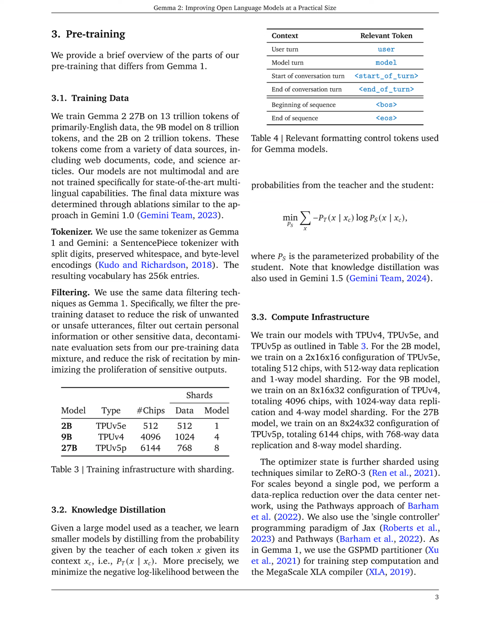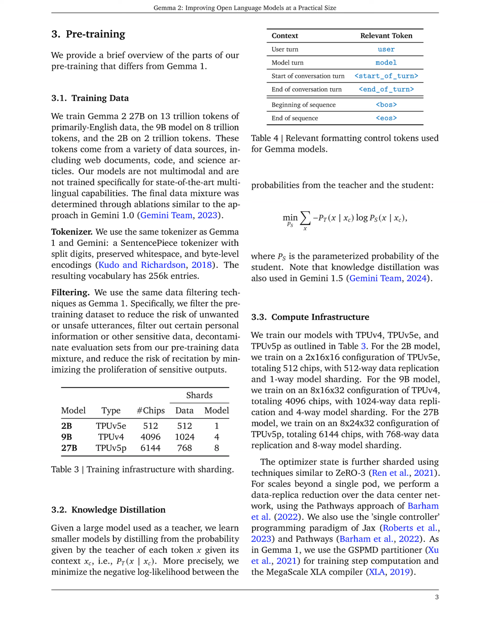denoted as P_T(x | x_c). The student model then aims to learn this distribution by minimizing the negative log likelihood between the teacher's probabilities and its own predicted probabilities, P_S(x | x_c). This is mathematically formulated as min_{P_S} sum_x P_T(x | x_c) log P_S(x | x_c).